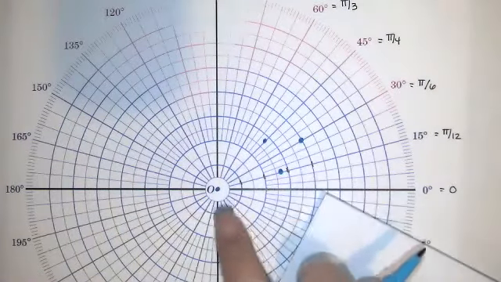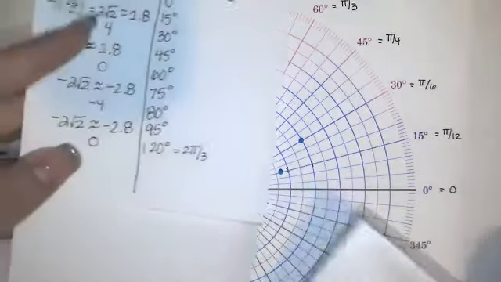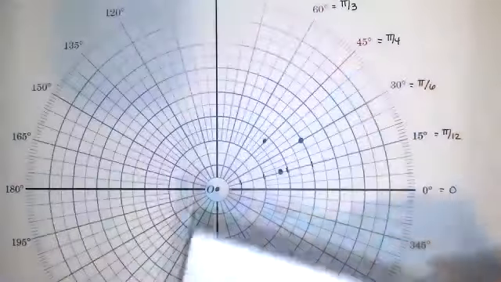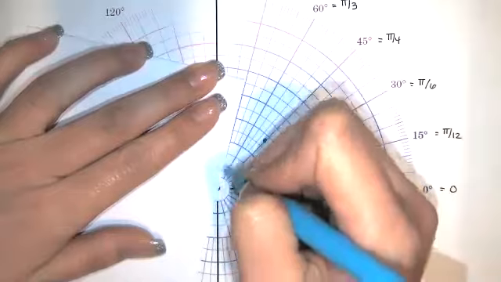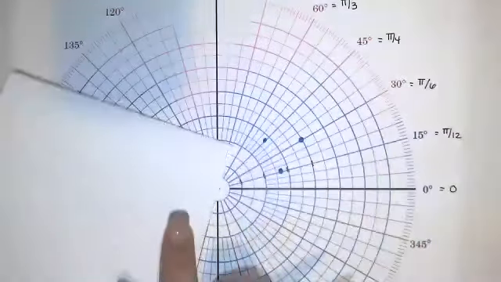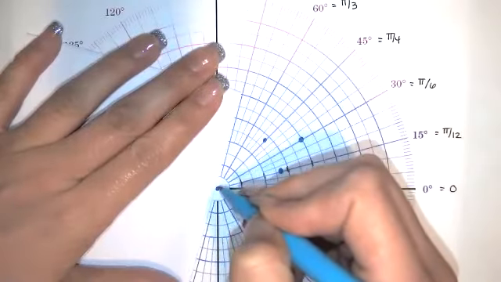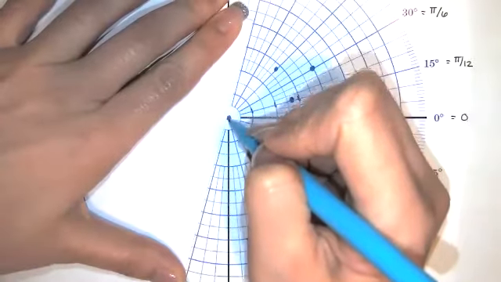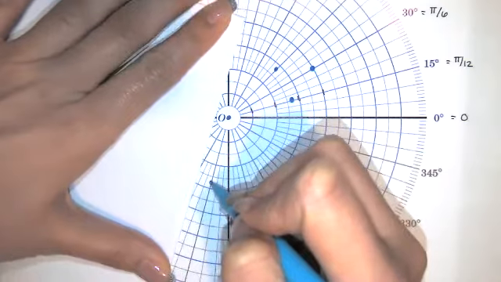Then at 60, we're back to 0. So we're here. And then at 75 degrees, we go to negative 2.8. R is negative 2.8. So we're on the 75-degree line, but rather than going out in the direction of that 75-degree ray, going out 2.8 units that way, because R is negative, we go in the opposite direction. So I'm going to go out negative 1, negative 2, negative 2.8 right there.